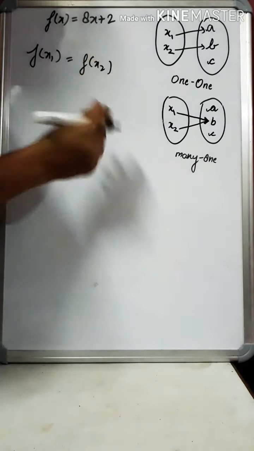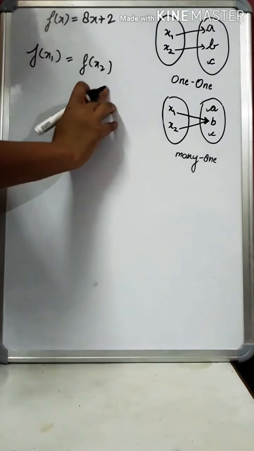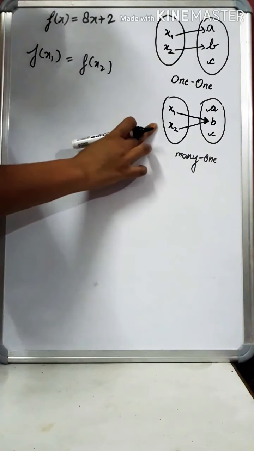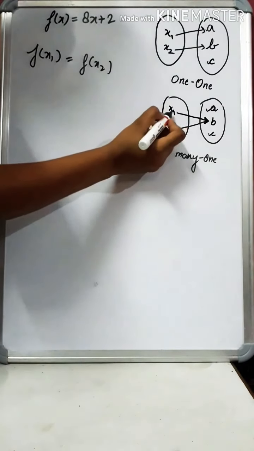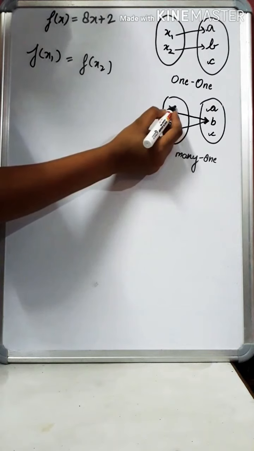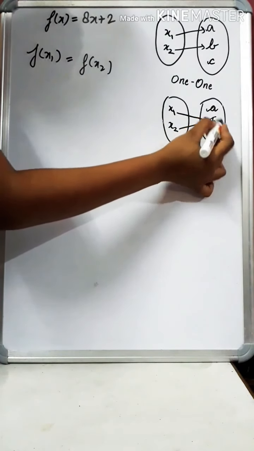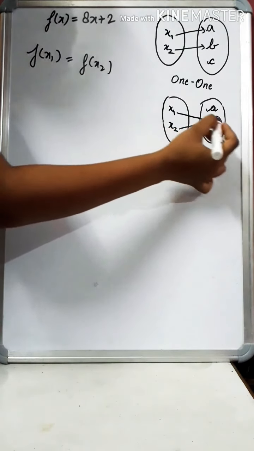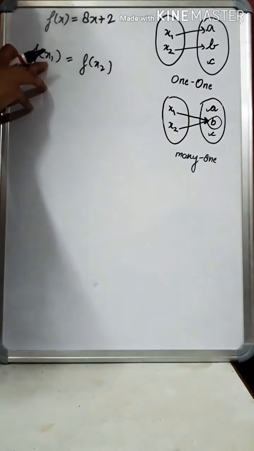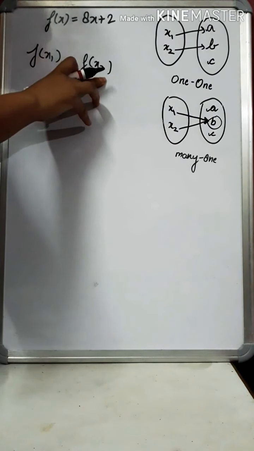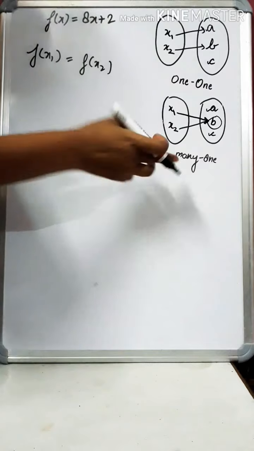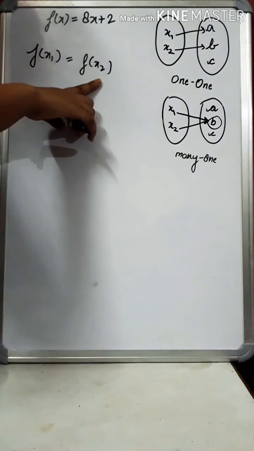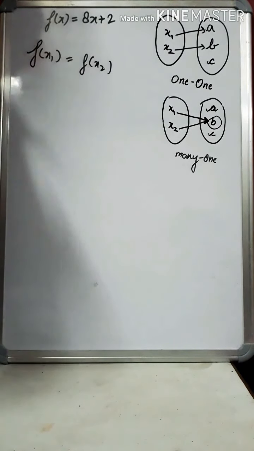Means what? Now look, you might be confused in this statement. So look at this diagrammatically. When you put x1 in the function, you get the value b, and when you put x2 in the function, you again get the value b. Means function at x1 is equal to function at x2. Then your function is a many-one function, and we are assuming that our function is a many-one function. See, this is the first step.